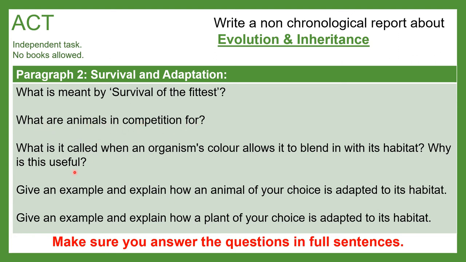Then you'll answer the question, what is it called when an organism's colour allows it to blend in with its habitat? And you're going to explain why this is useful. You'll go on to give examples and explain how an animal of your choice is adapted to its habitat. And you'll do the same for a plant. Make sure that you answer these questions in full sentences that build to make a fluent paragraph.